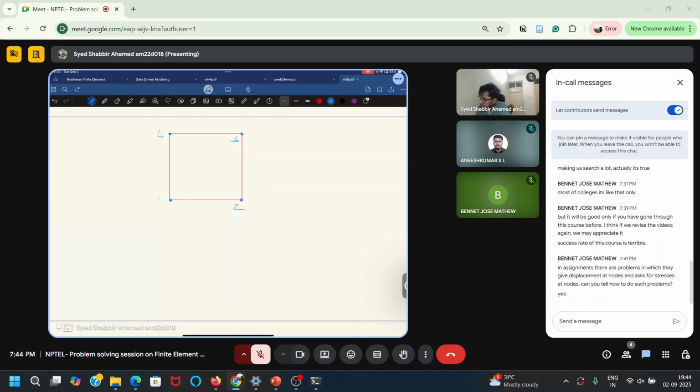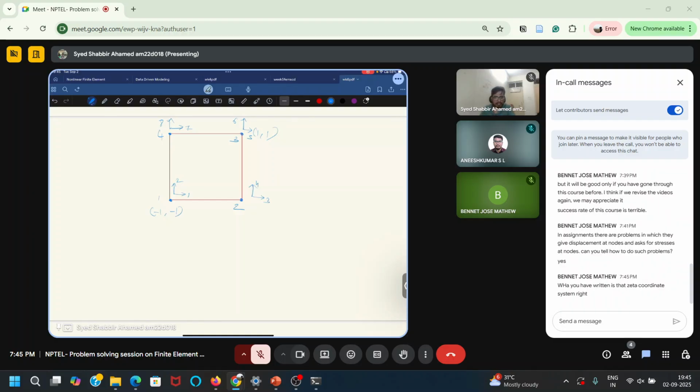They have given the coordinates also. This will be simpler if we use -1 to +1. These are nodes 1, 2, 3, 4. These are my XY displacement directions because this is 2D, so I will have 8 displacements. First I can get the shape functions. So the shape functions for this quadrilateral in theta coordinate.